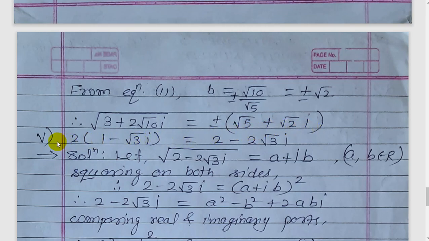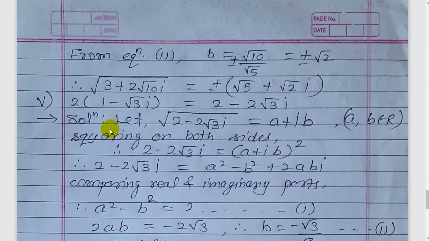Now see question number 5. Find the square root of 2 into (1 minus root 3i). So first we multiply the bracket, we get 2 minus 2 root 3i. Means open the bracket, multiply by 2 in the bracket. For the solution, let square root of 2 minus 2 root 3i equal to a plus ib, where a, b belong to R. Squaring on both sides, we get 2 minus 2 root 3i equals (a plus ib) whole square. Therefore, 2 minus 2 root 3i equals a square minus b square plus 2abi, like in previous questions.